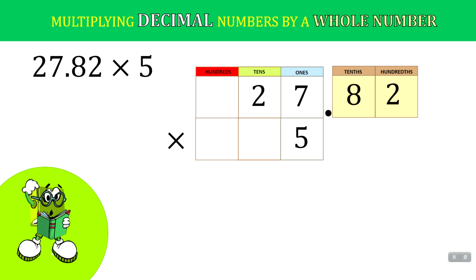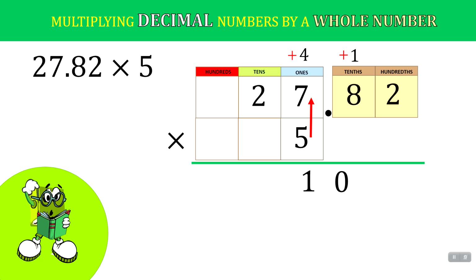Now we multiply by 5. And again, we start with the rightmost column. 5 times 2 is 10. We write 0 and carry the 1. Now 5 times 8 is 40, plus 1 is 41. We write the 1 and carry the 4. Now 5 times 7 is 35, plus 4 is 39. We write the 9 and carry the 3. And lastly, 5 times 2 is 10, plus 3 is 13.